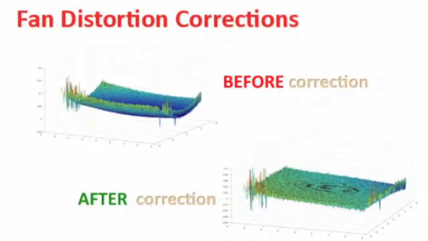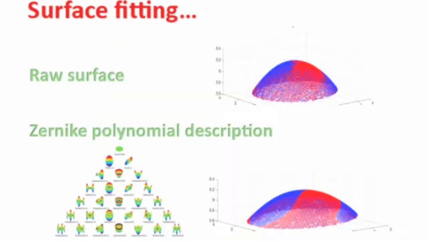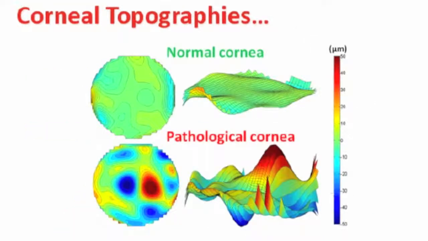Certain surfaces are not quantitative since they suffer from two kinds of distortions, fan and optical distortion. All of them are corrected by a 3D ray tracing and fitted to different quadrics to produce the topographies and to retrieve their geometrical aspect.